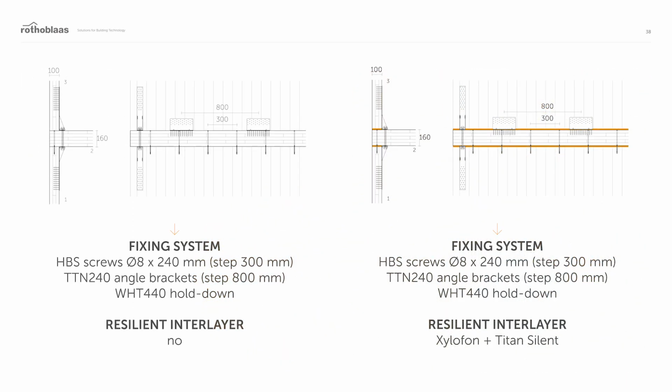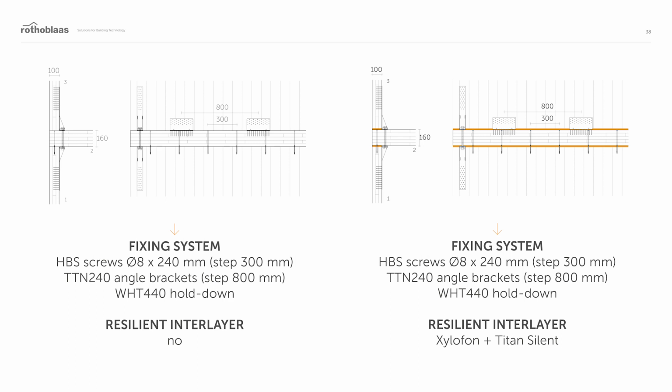On the left, you can see a picture showing the configuration of CLT elements in wall-to-floor junctions. On the right, you can see the same image but with the resilient interlayer xylophone used to disconnect the CLT elements. Under these images, there's a description of the composition of the junction.